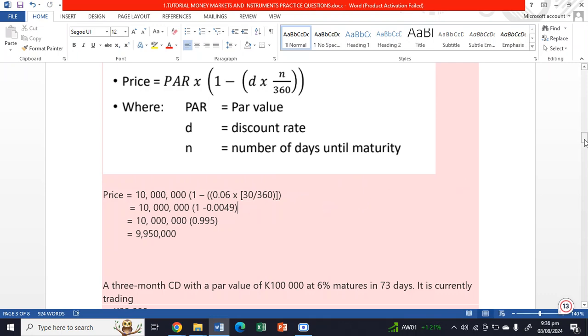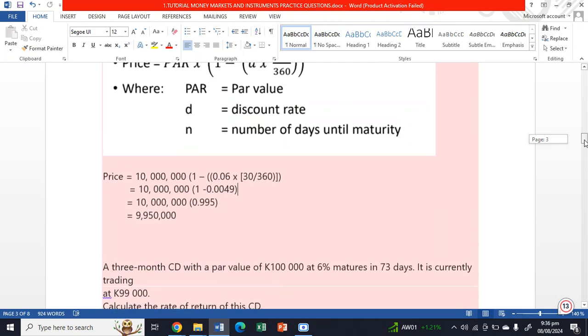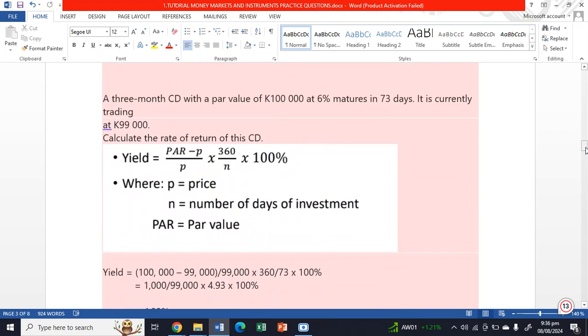Okay, we go to the next. Next, we look at the next instrument, which is called a certificate of deposit.